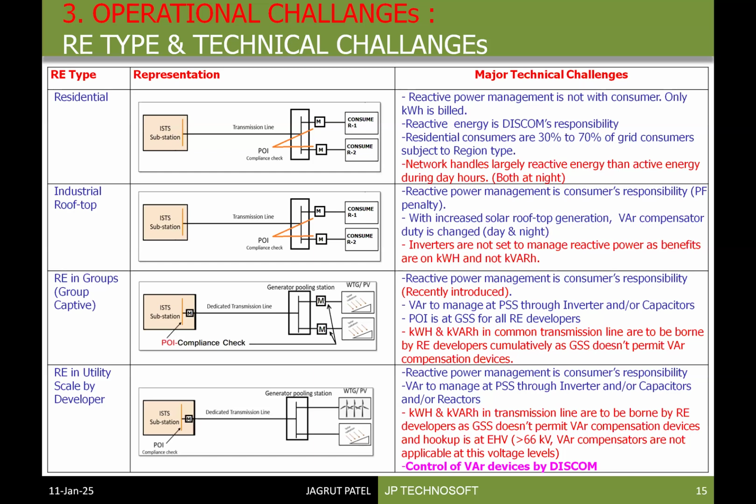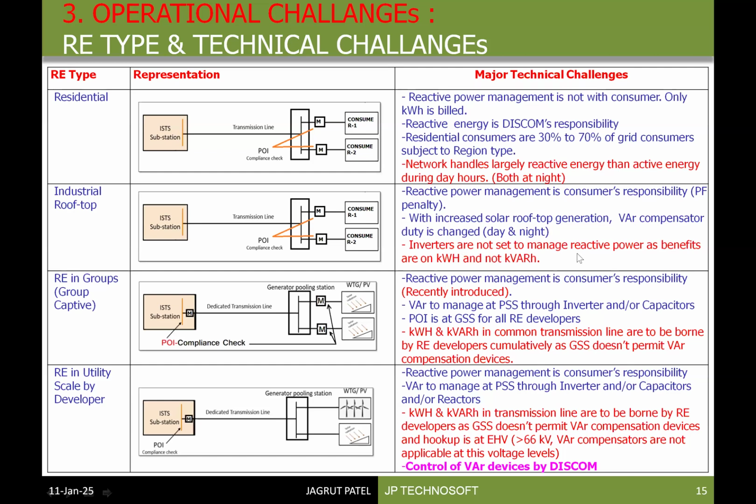So you will see changes in the tariff regulations because of this. The network handles largely reactive energy rather than active energy during day hours, and both at night. So this is the biggest problem in residential rooftop implementation. What is happening is during day hours, there is active flow and reactive flow both. But during night hours, only active energy is there. And in day hours and night hours, reactive energy is to be handled by the DISCOM only. Consumers' responsibility is zero. So that is the biggest challenge. And DISCOMs are, of course, working on this part. We hope that they will come with a better solution, either by implementing a proper tariff or by implementing some technical means.